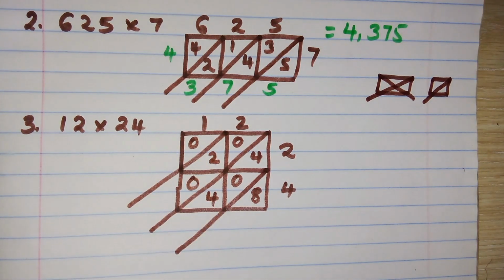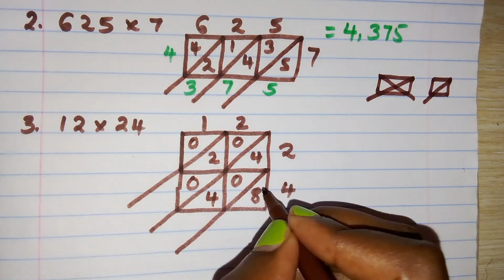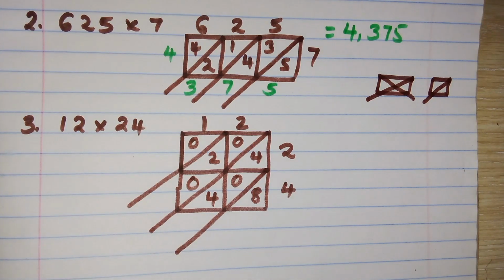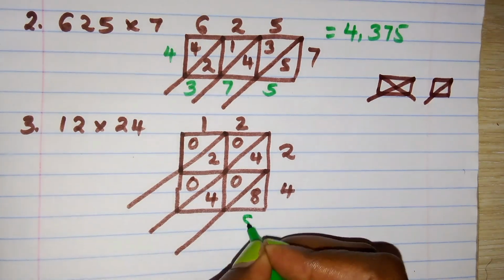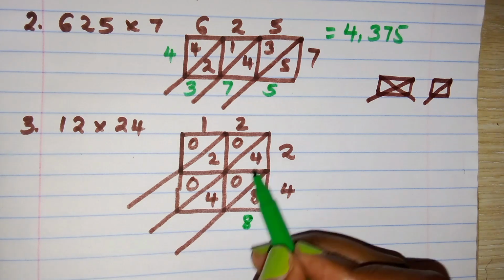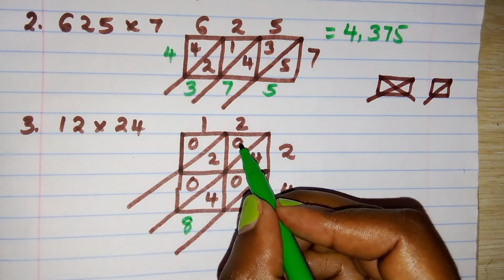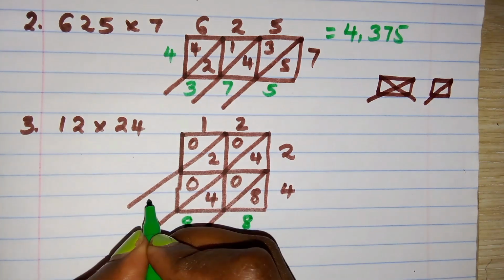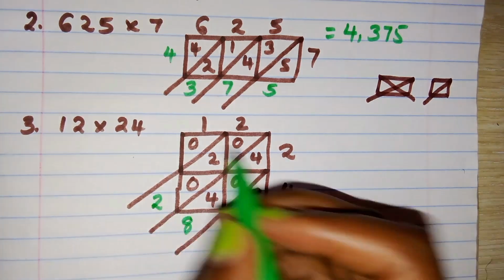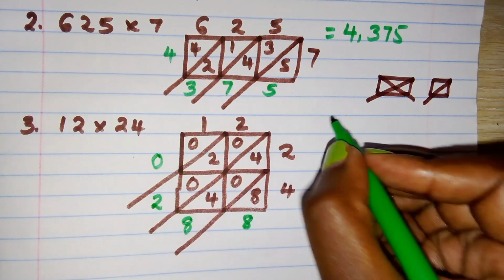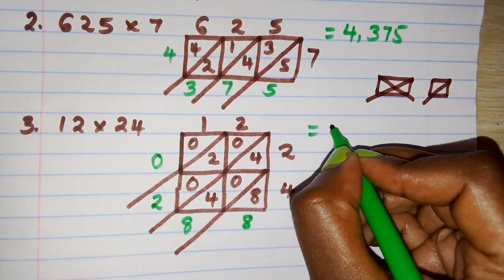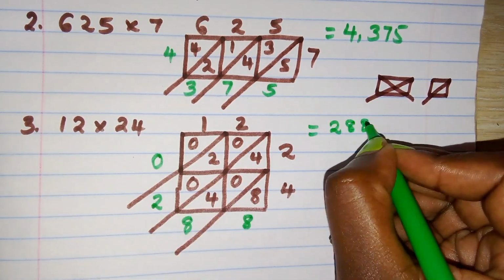So here we have a lot of numbers, but worry not. So the next step is you add. So here I only have 8. Then here we have 4 plus 4. 4 plus 0 plus 4 is 8. 0 plus 2 plus 0 is 2. And then 0 plus nothing is 0. So ignore the 0 and you write 288.